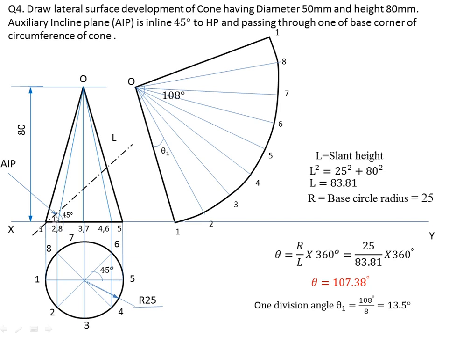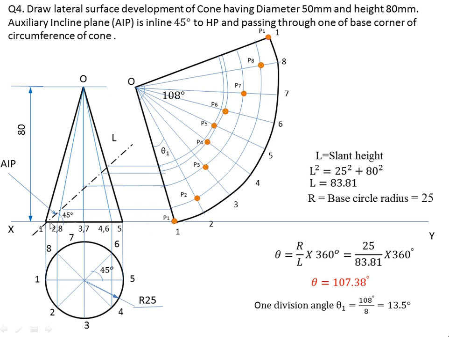Now this cutting plane cuts the generators. Then from this generator draw a horizontal line like this. Okay, and then with O as a center, rotate these lines. After that we have to find out the points. So the first point is here, that is P1 on the first generator. Then O2 2 is cutting here. So this will be P2.